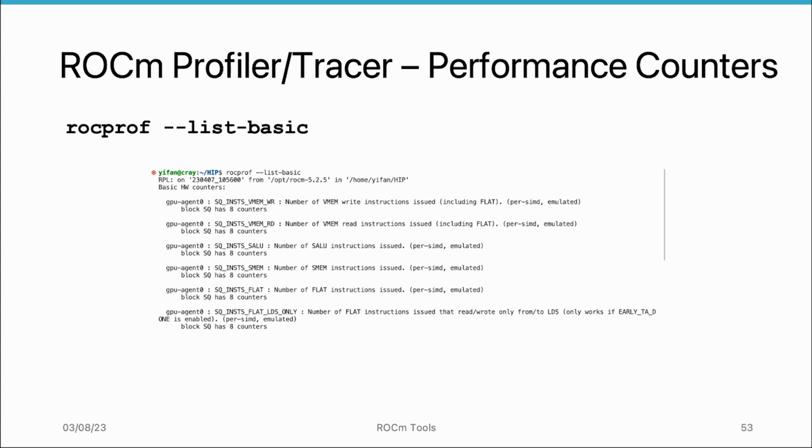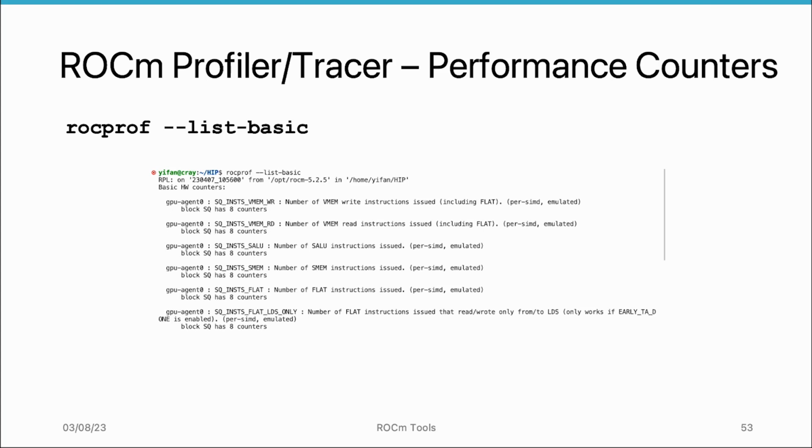Before we can use the profiler, we need to check what performance counters are available to be used by users. Performance counters are hardware registers that can automatically collect data while the programs run on the GPUs. The possible collection of performance counters is defined by the GPU hardware. Therefore, different GPUs may have different performance counters. We need to run a program to check what performance counters are available. Here we run the rocprof --list-basic command to find the available performance counters.